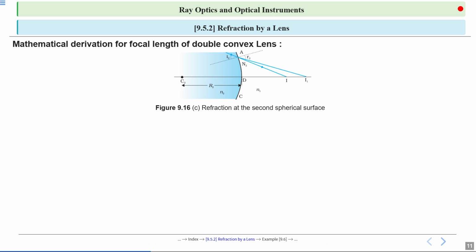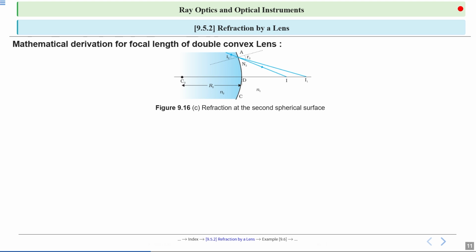Now draw the normal at this point. It will pass through C2, the center of curvature of the ADC refracting surface. Now it is going from denser to rarer medium, so it will bend away from the normal. It will meet the principal axis at point I. That is the final image after refraction through both surfaces ABC and ADC. Got it? This is R2, the radius of curvature of this ADC surface.